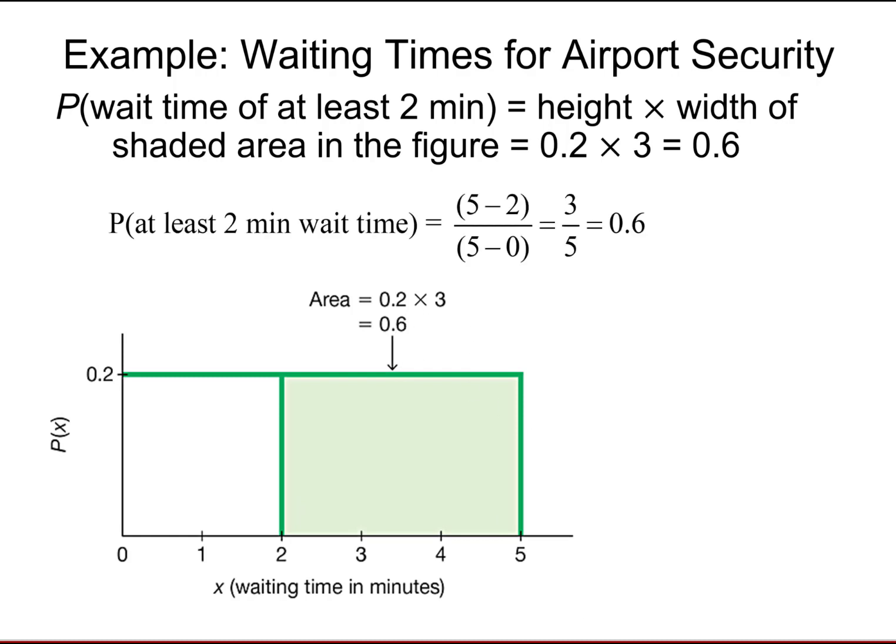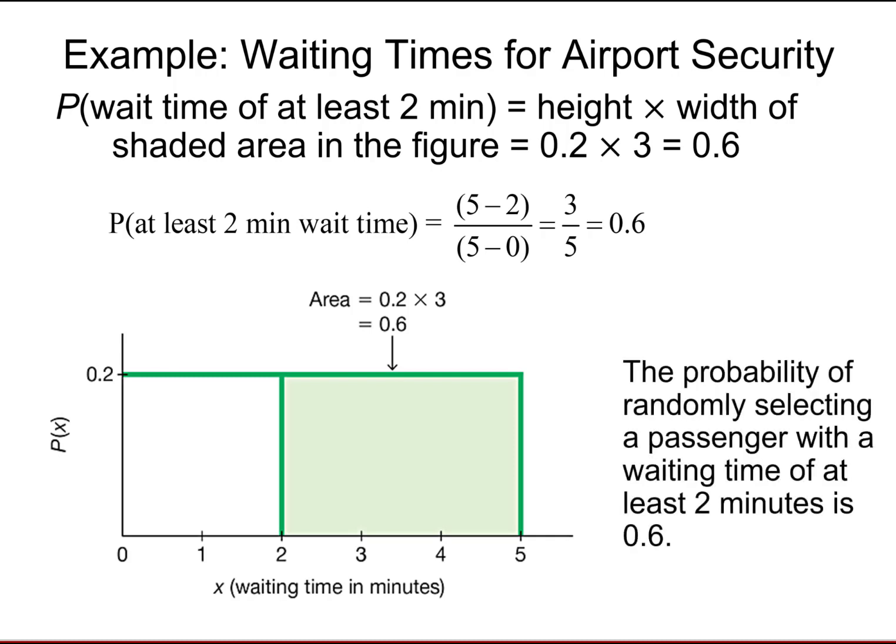Now, another way to calculate that is to simply look at the line part of this diagram here. The range in the denominator is the upper value minus the lower value, 5 minus 0. Then the area that we're interested in is 5 minus 2, which gives us 3 over 5, or 0.6. I'm going to suggest that you use this calculation formula rather than trying to draw a picture each time. So the probability of randomly selecting a passenger with a waiting time of at least 2 minutes is 0.6.